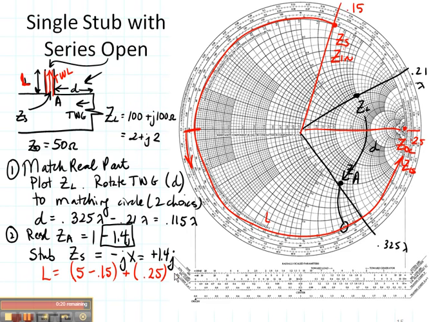So L is 0.6 wavelengths long. Now I've defined my single stub matching network. I've defined my D, that's shown right here, and I've defined my L, that's shown right here. That is how I've designed a single stub matching network with a series open.